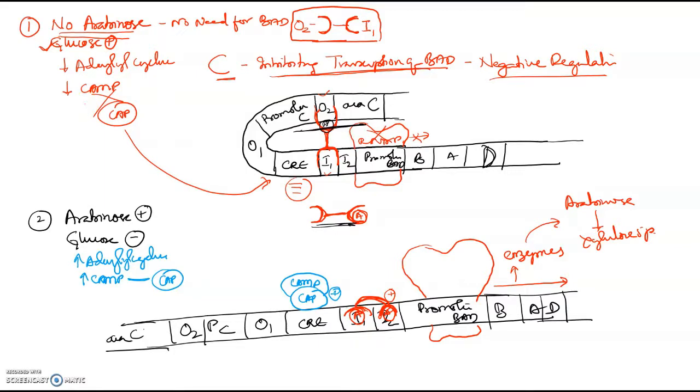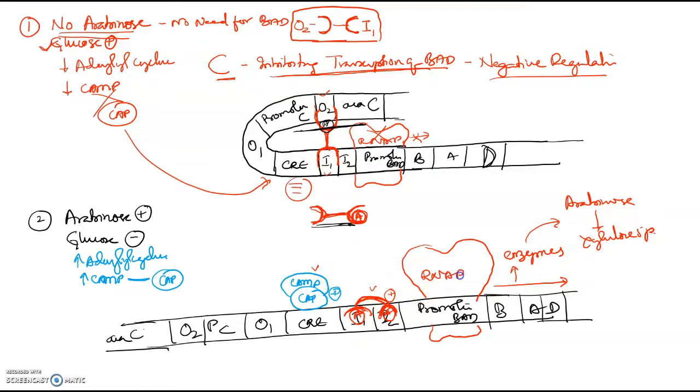In the second scenario, arabinose is present and glucose is absent. So first thing that is happening is increased cyclic AMP and CAP. This comes and attaches to the CRE region. Then the second thing that will happen is presence of arabinose will change the structural conformation of C, and it will release the operator 2 site, and it will come and bind to the I1 and I2 both. Now this binding of C to I1 and I2 will recruit the RNA polymerase. So two strong positive factors for RNA polymerase.